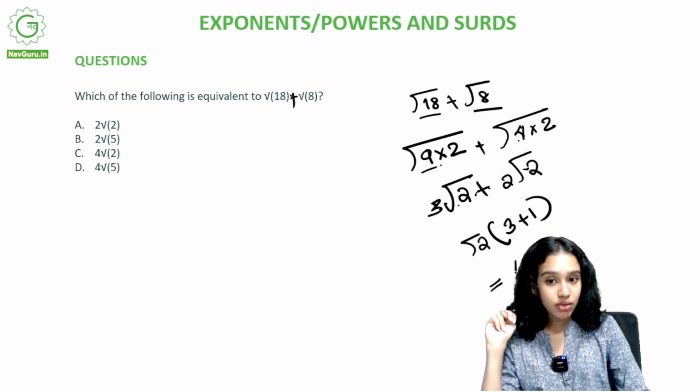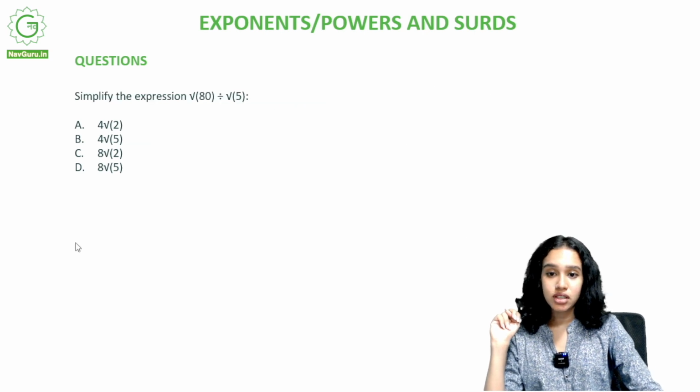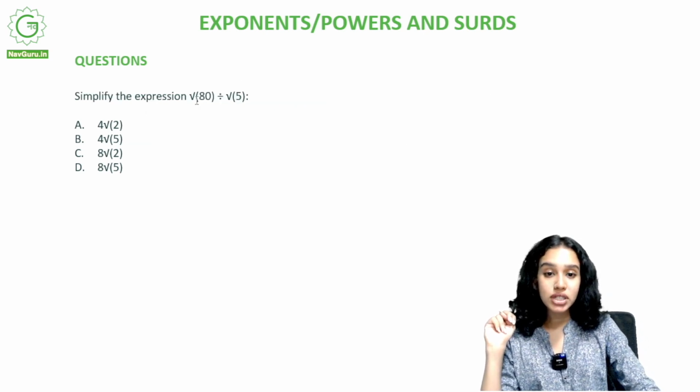Now, we have 4 root 2 as the answer. So, we got 4 root 2 as the answer. Simplify the expression root 80 divided by root 5.